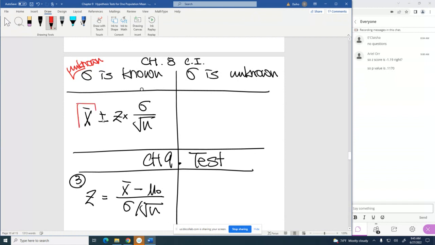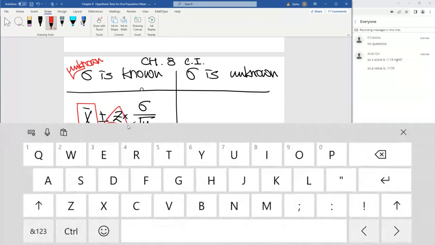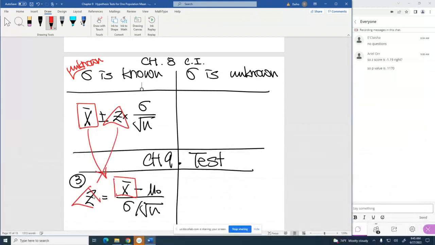Look at this. It's very similar. We just rearrange the letters to get the test statistic in chapter 9.